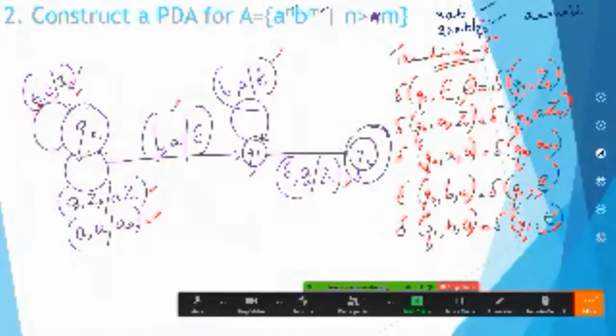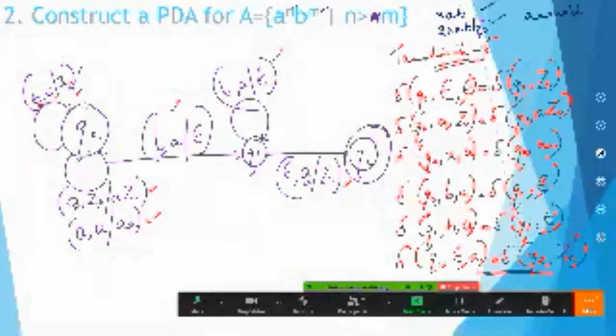I'll go for this. Delta. Which state was I in? I was in a state called Q1. I encountered epsilon. My top of the stack was A. And I am going on to my new state called Q2. And my top of the stack is Z0. This is how you write the transition function.